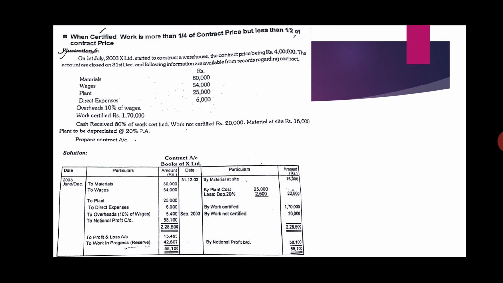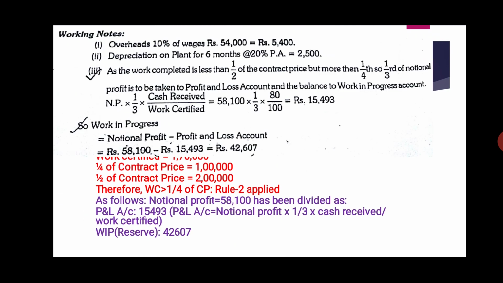Now once you have come to the credit side of the contract account with notional profit brought down 58,100, now this amount has to be distributed into two terms. One is the profit and loss account and the another is work in progress reserve. Now how these amount has to be distributed, this is decided by the rules of the contract. Now what is the rule of the contract? What is a hint that I have told you?